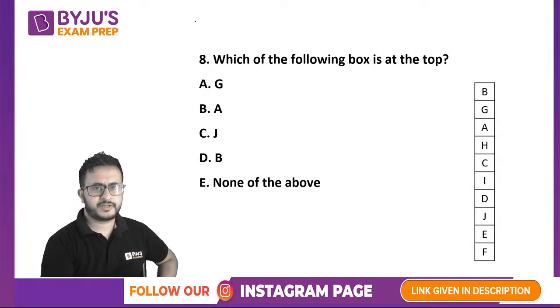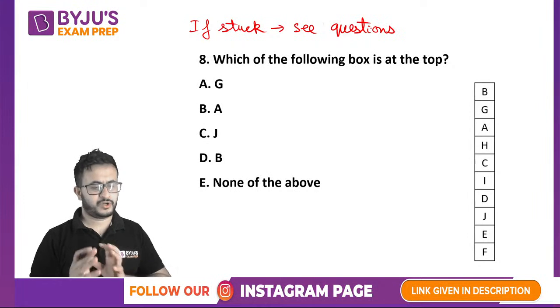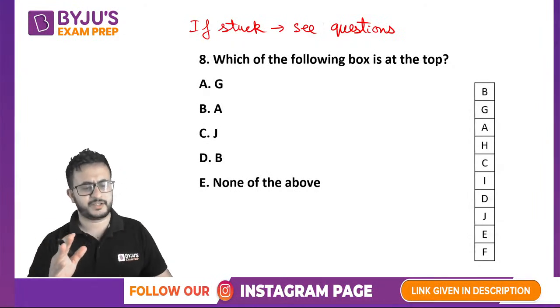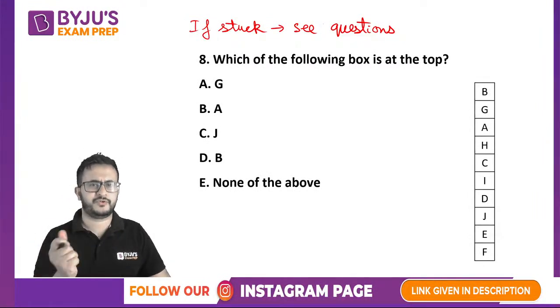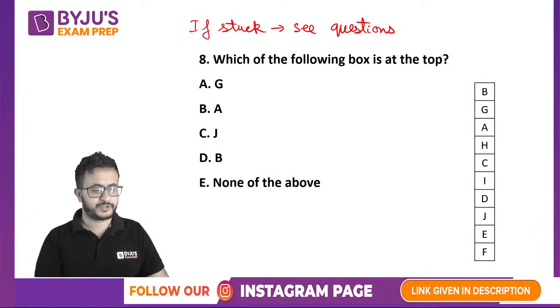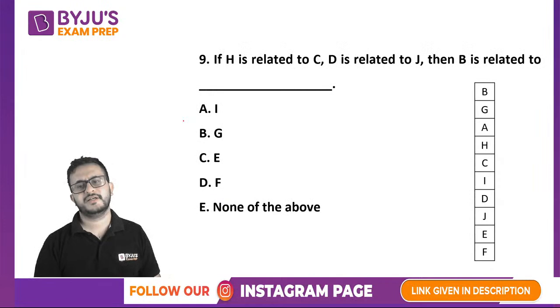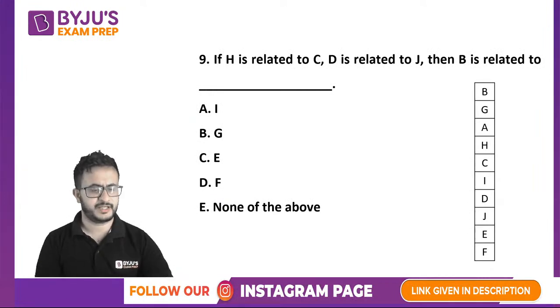If you get stuck, then see the questions. Sometimes questions help you solve the arrangement. If the arrangement is not coming together, then maybe in one or two of the questions you will be able to spot that yes, this is not a possible solution. So in this case the top box is B. This was an easy set. It does not happen in this one, but in difficult sets it happens. Sometimes these questions help you answer.